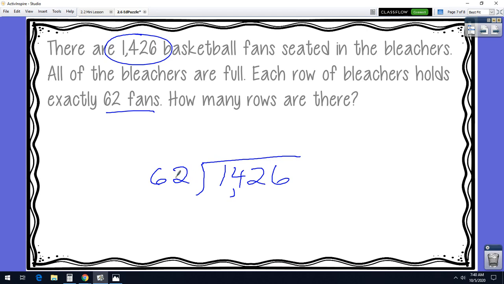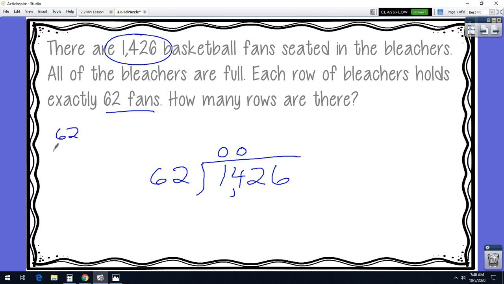So we'll do the same process one last time. Will 62 fit into this 1,000? Well, I can't break 1,000 into 62 equal parts. I put a 0 there. Will 62 fit into 14? Those are 1,400s. Well, actually, no. I can't take 14 things and break them into 62 parts. So I'm going to put another 0 there. What? 2 zeros? Yes, you're allowed to do that. What about 142 tens? Well, yes, I could take 142 of something and break it into 62 parts.